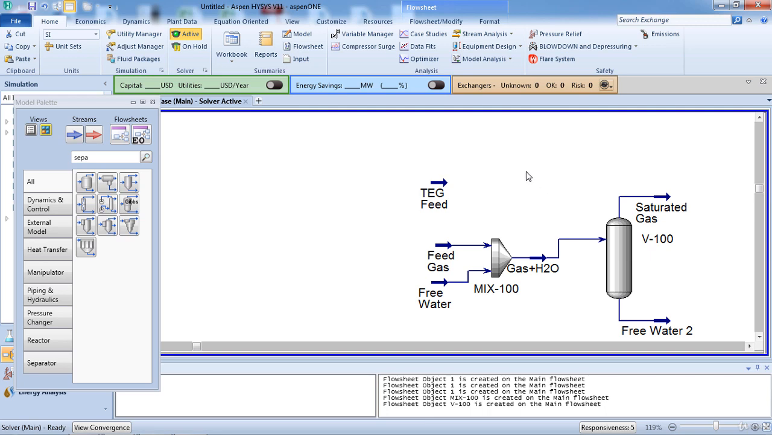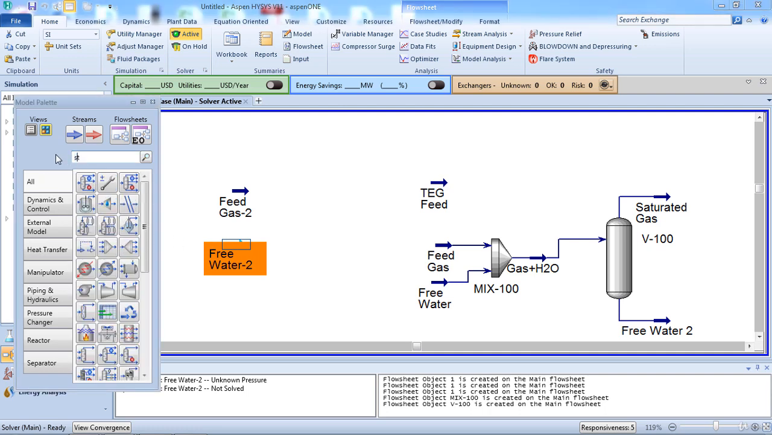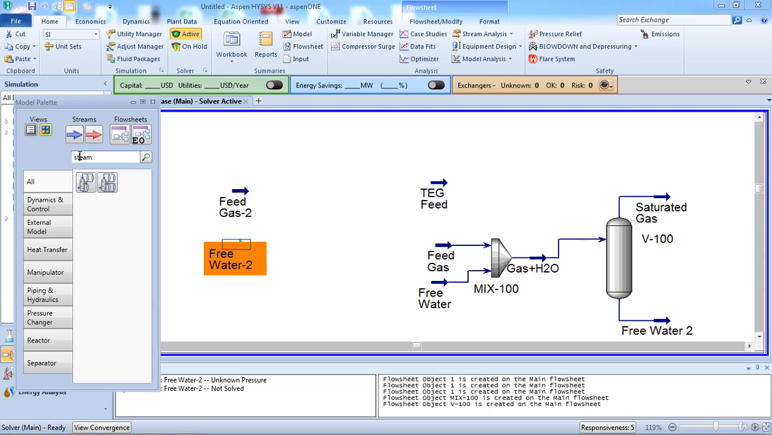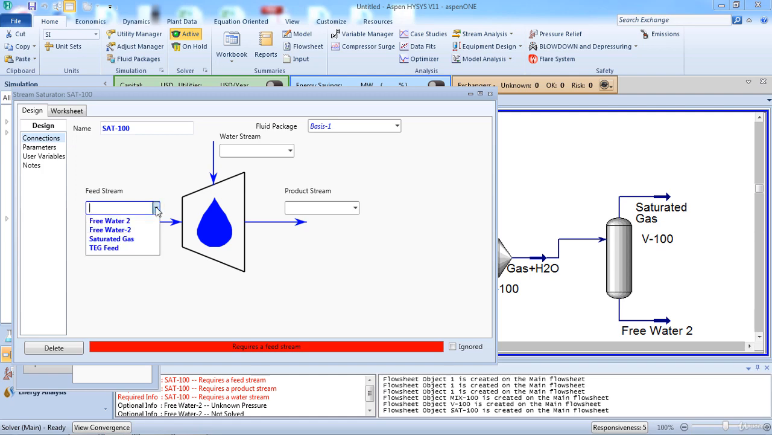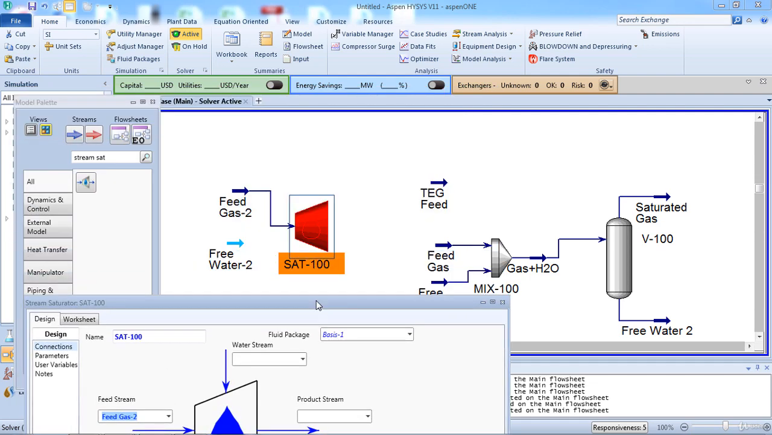However, don't be angry with me. There is a simpler way to saturate gas without all this hassle. Just copy this stream, feed gas, and also copy the free water stream. Here you go. And add something here called stream saturator. This one, stream saturator. Add both, feed gas 2 and free water 2.